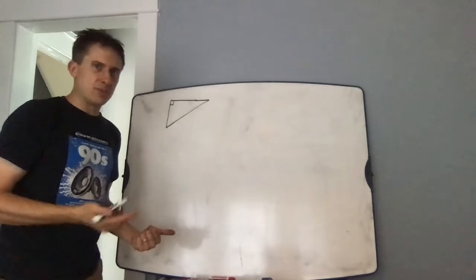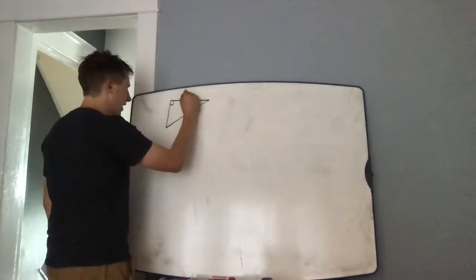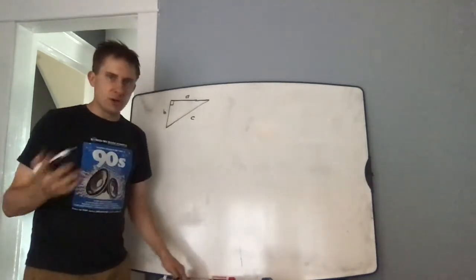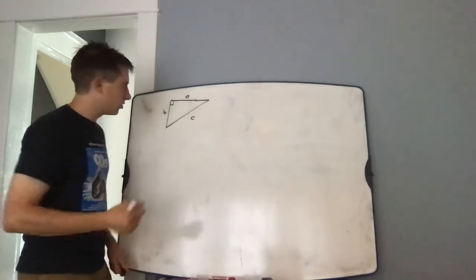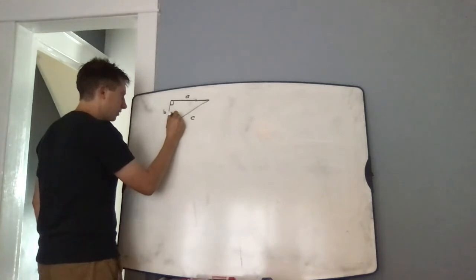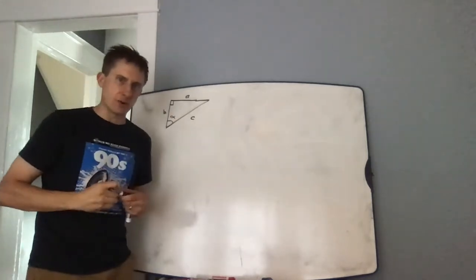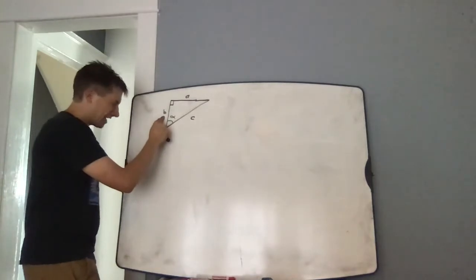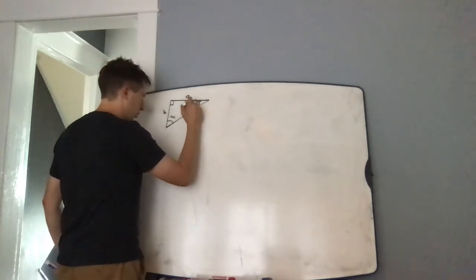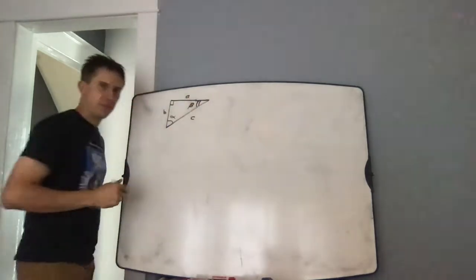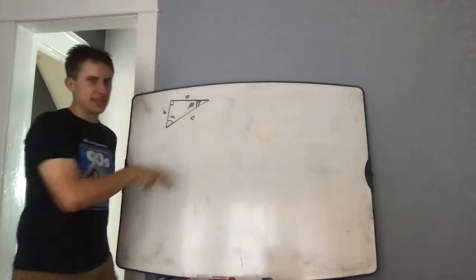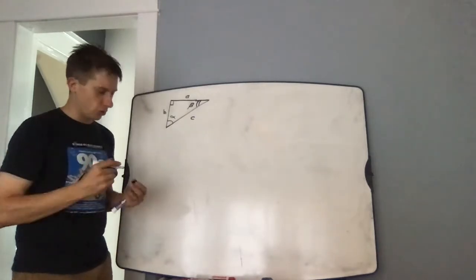I am going to label the sides of the triangle A, B, and I'll call the hypotenuse C. And I am going to label the two angles of this right triangle. The angle that is opposite A, I will call alpha, which is like a lowercase Greek letter A. The angle opposite B, I will call beta, which is like lowercase Greek letter b. So alpha is opposite A, beta is opposite B, and C is the hypotenuse opposite the 90-degree angle.